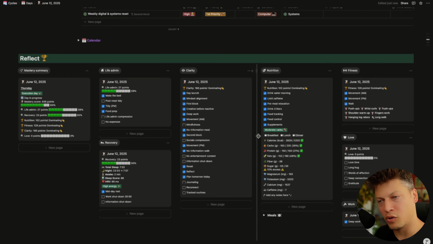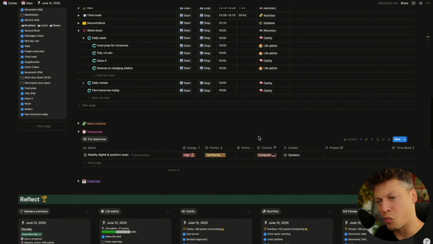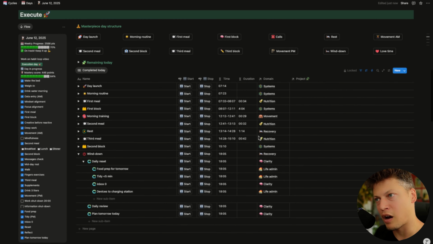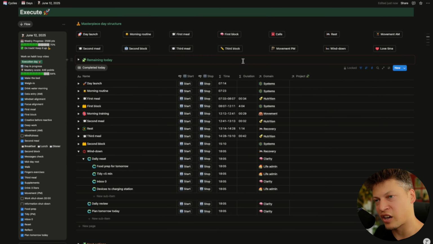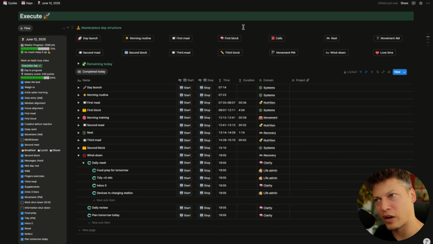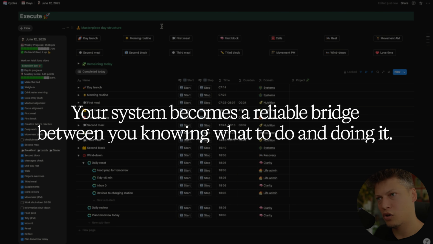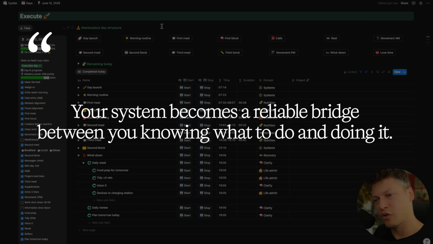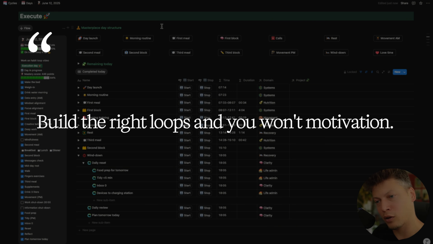So I think if you use all these tools with the scoring and with the optimization of each section and stage of the habit loop, you have all the right tools to really remove as much friction from your habits as you can possibly remove. Your system will become a very reliable bridge between you knowing what to do and actually doing it. So build in the right loops and you won't need that much motivation.